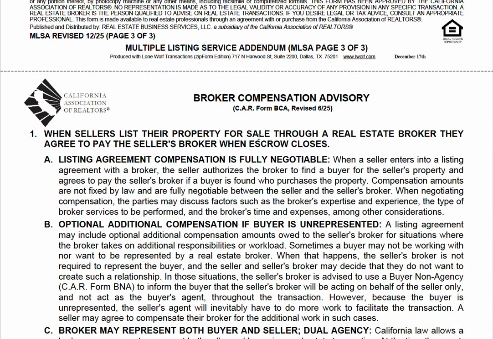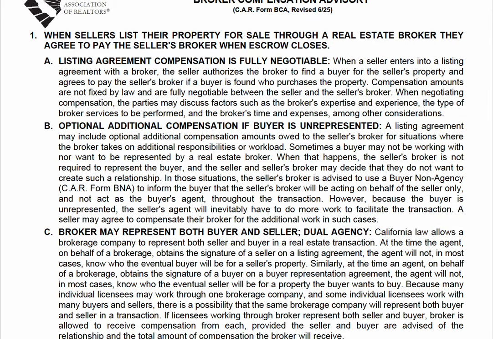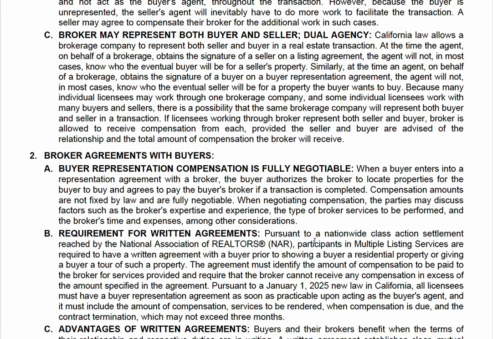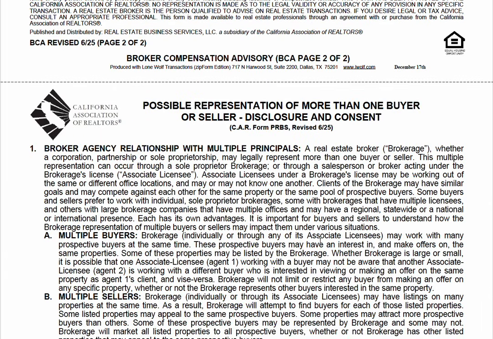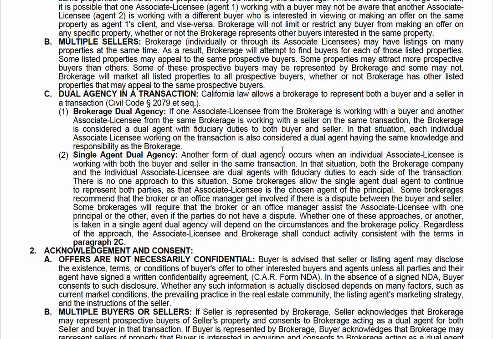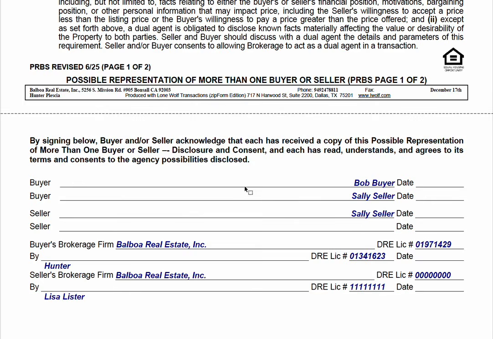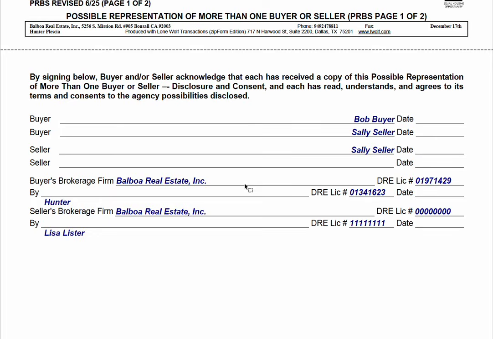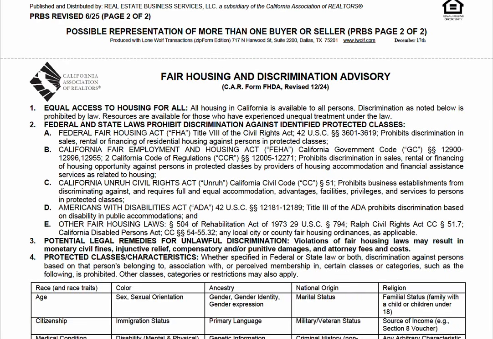What are we looking at now? Broker compensation advisory. By the way, C.A.R should have added a line for referral fee disclosure onto this. This is what they should have done instead of that garbage RAD form, but they wanted to do a PR stunt on that RAD form. PRBS, fine. There's disclosures, advisories, all sorts of documents meant to inform your client. That's great. Just have your client sign, and then in the case we're asked for your signature, you sign, and that's it. Like this, fair housing discrimination.